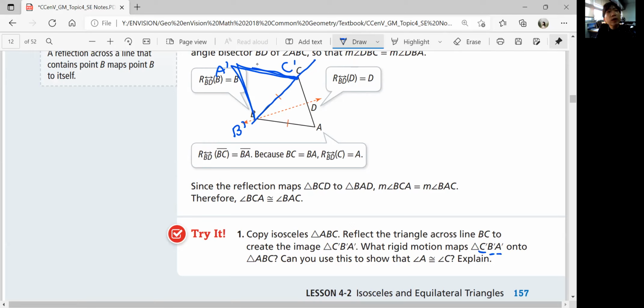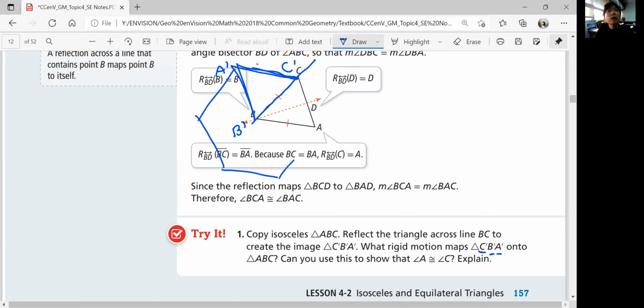CBA, because the points CBA need to map onto ABC. So notice your reflection needs to map ABC to A prime, B prime, C prime. But in order to have CBA mapping to ABC, you need to rotate it, right? Rotate it about point B so that you can go back to, right?